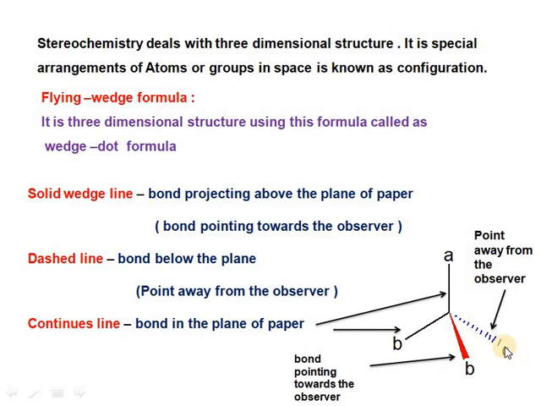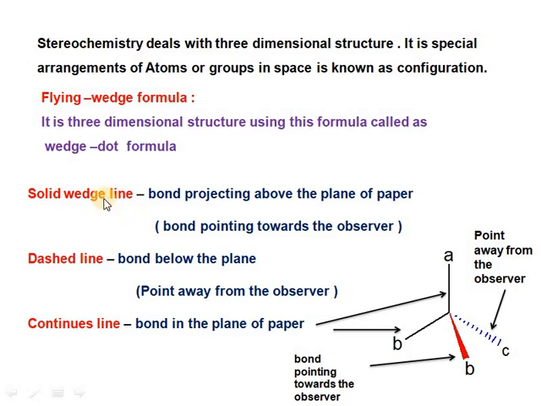and this is capital C. So these four different groups are attached, but they show three different types of bonds. This is one type, this is the second type, and this is the third type. So there are three types of bonds: the solid wedge line, the dash wedge line, and this continuous line.